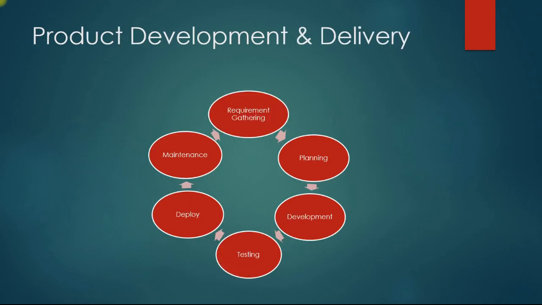So let's see it in a more cyclic view now. So the first step is requirement gathering, then comes planning where the designing everything will be done. Then comes development. Once the product is developed, it goes to the testing. Once testing certifies it, it goes to the deployment phase, and then it is maintained. So this is the software development life cycle, develop and delivery.